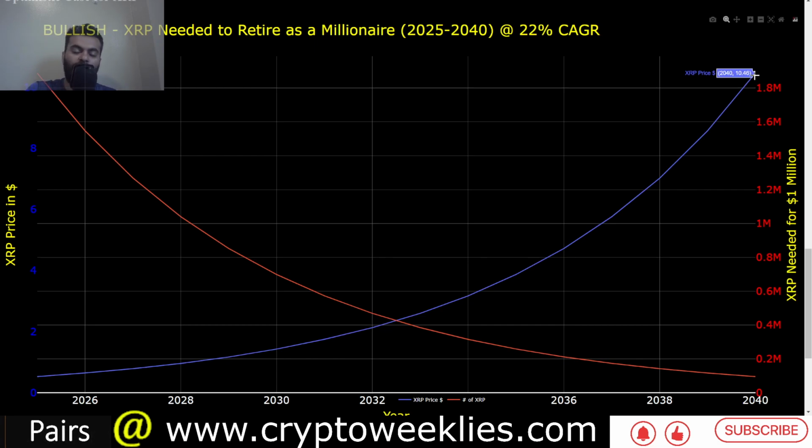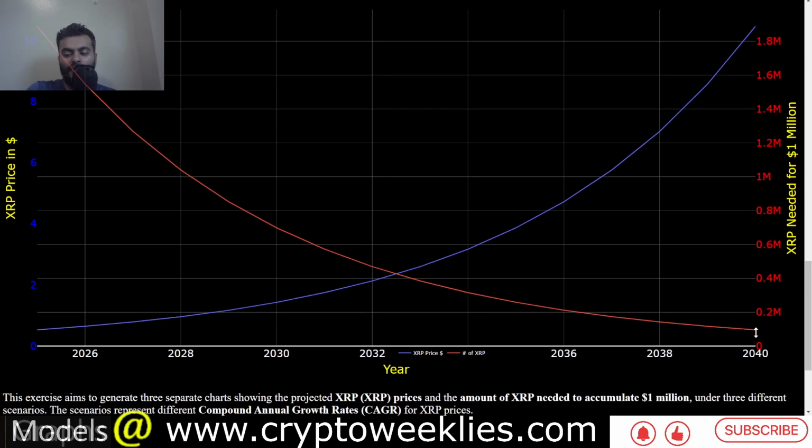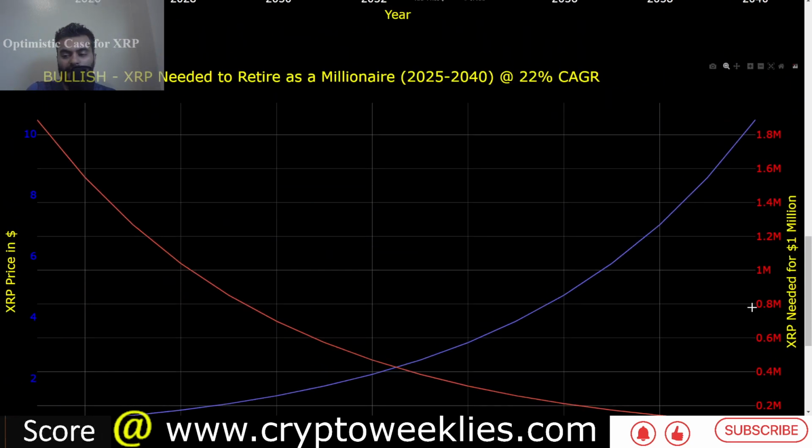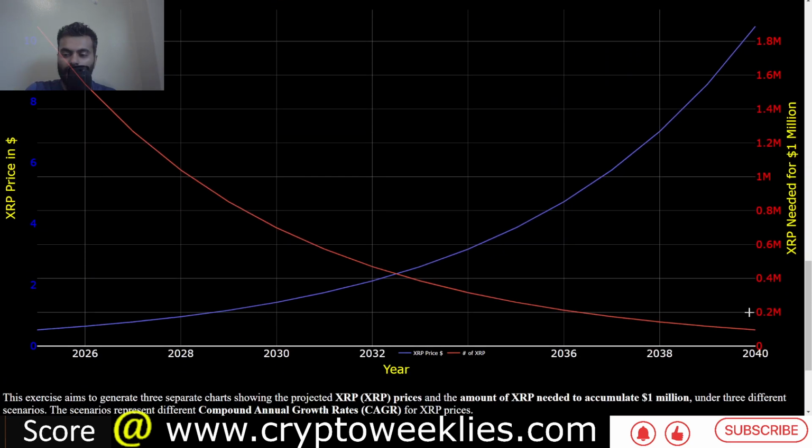So if XRP in its bull case manages to have growth at around 22% year over year, in that scenario, in 2040, one XRP could be at around $10.50, and the number of XRP tokens needed to be a millionaire would be around 95K XRP tokens. And if you think that being an XRP millionaire would be a stretch or too risky, you can divide that by your own risk tolerance level.